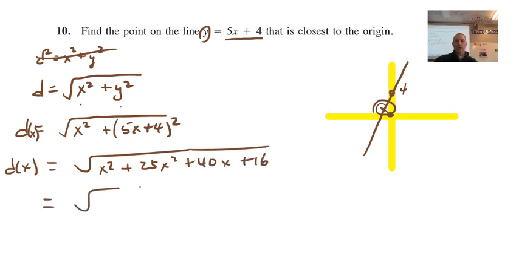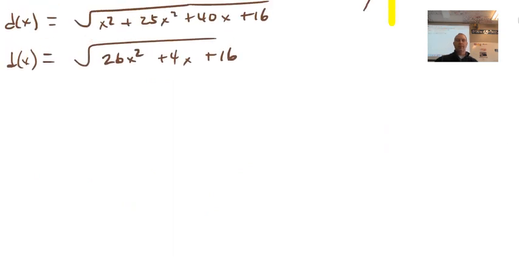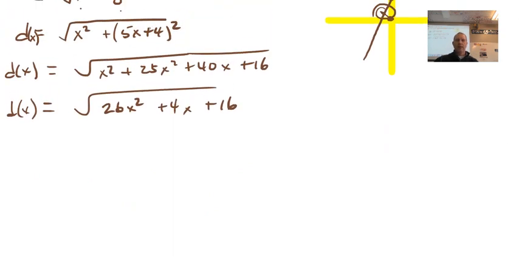Okay, and so we have 26x squared plus 40x plus 16. All right, now can we take the derivative of that? As long as I did that right, say it's 5 squared, 4 squared. Okay. So you take the derivative of that, and of course this root sign is like a 1/2, right?